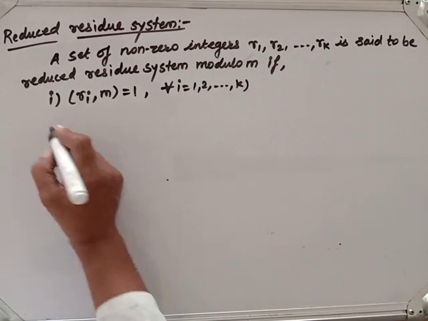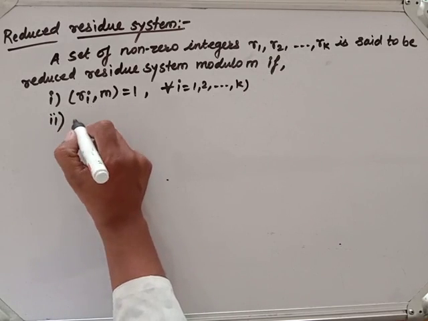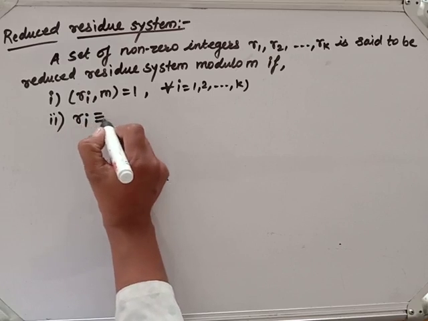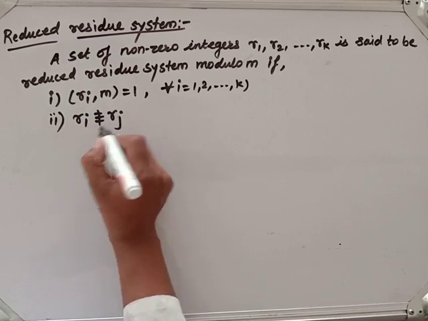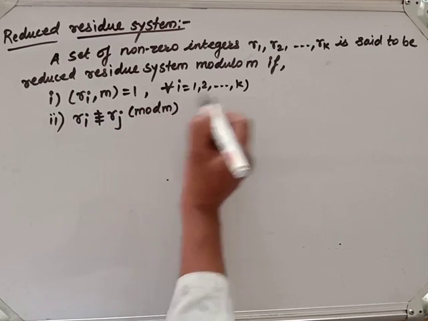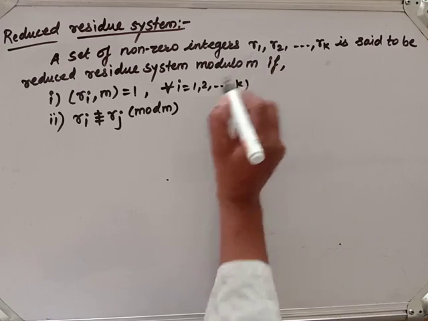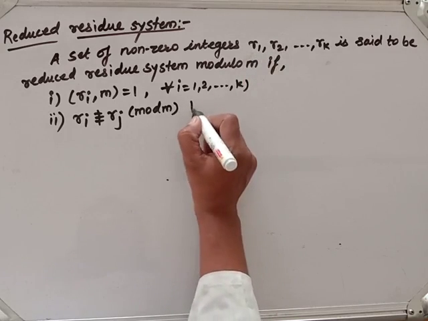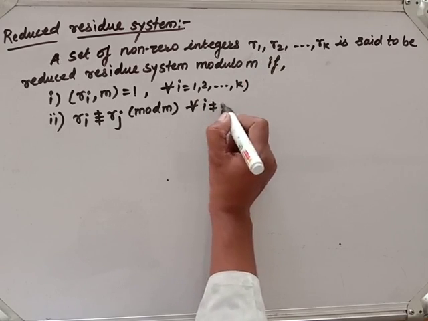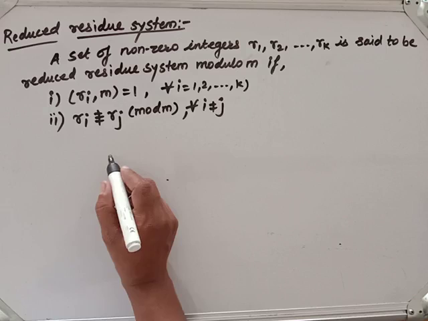This is the condition. Then the second condition is that Ri is not congruent to Rj. This is just like a complete residue system modulo m. These elements are not the residues of each other modulo m for all i not equal to j. Obviously, if they are different, then the congruence should be different.